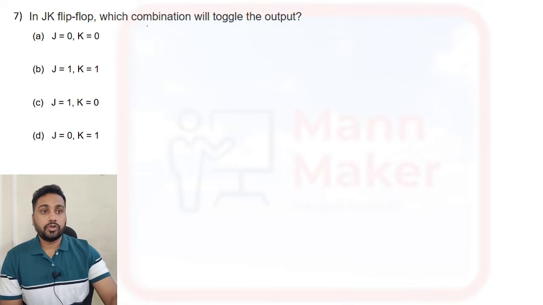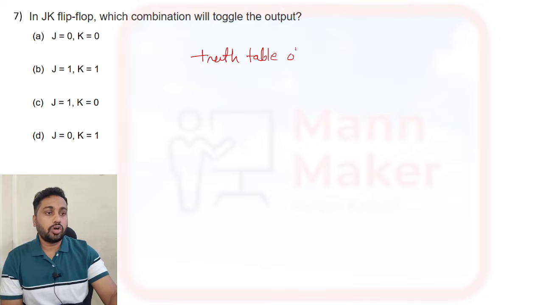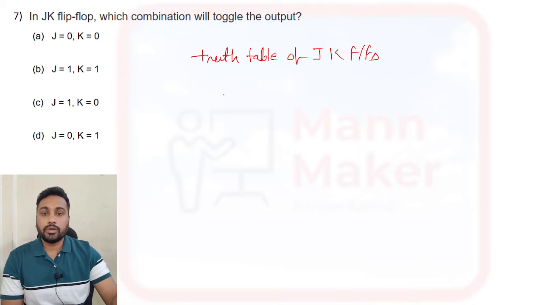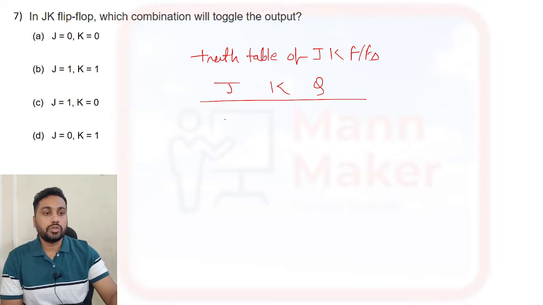In a JK flip-flop, which combination will toggle the output? If you see the truth table of the JK flip-flop, we have J, K and the output Q. The conditions will be 00, 01, 10 and 11. In the 00 case, the output will be Q only, which we call the last state.